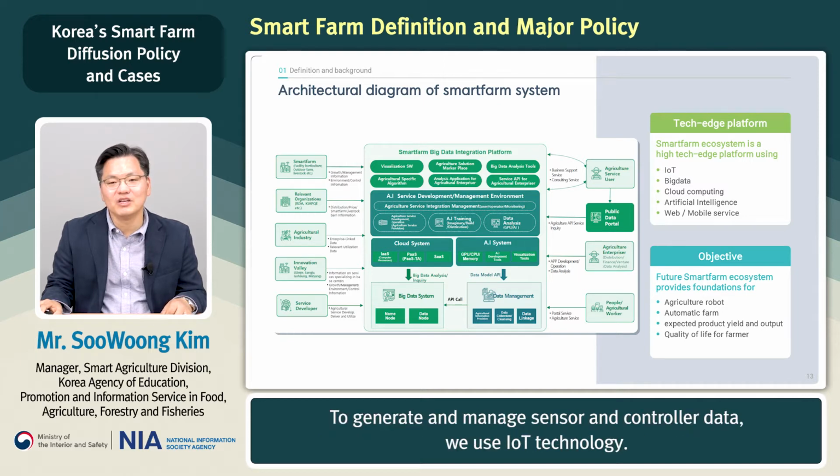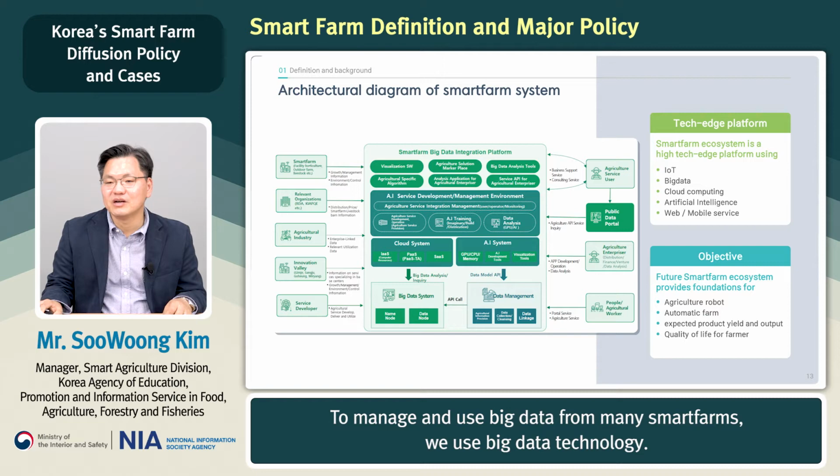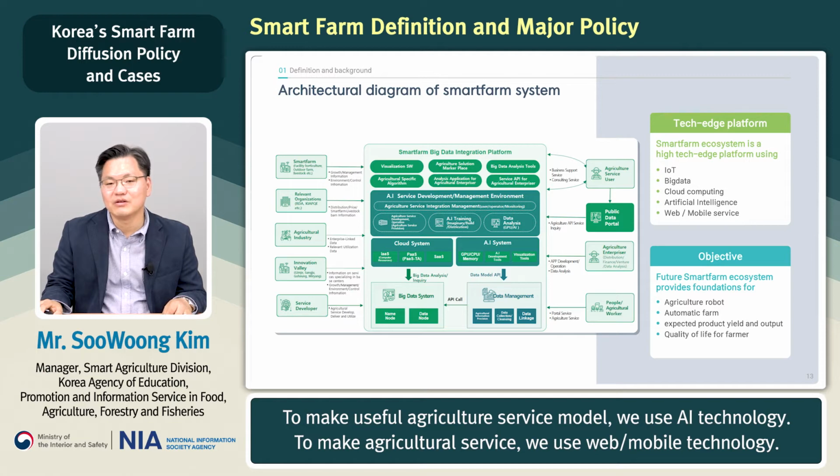To generate and manage sensor and controller data, we use IoT technology. To manage and use big data from many smart farms, we use big data technology. To make useful agriculture service models, we use AI technology. To make agriculture services, we use web and mobile technology.